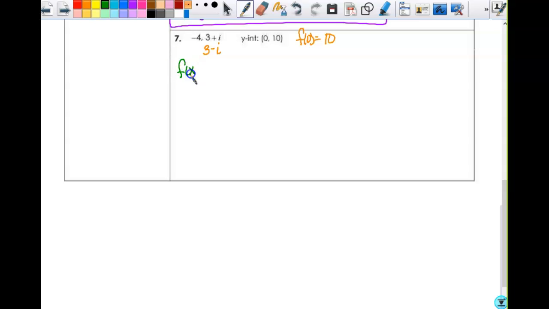So f of x is equal to, oh, I've left off my a. Hang on. a times x minus a negative 4 is x plus 4. And then I have x minus this, so minus parentheses 3 plus i. And then x minus this, parentheses 3 minus i. And then rewrite this by distributing your negatives.